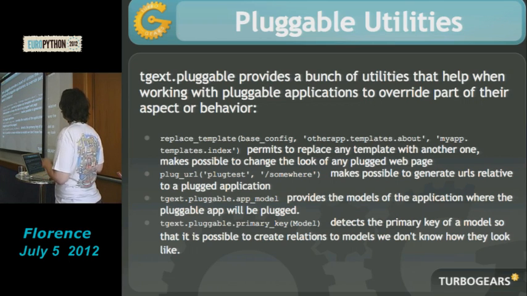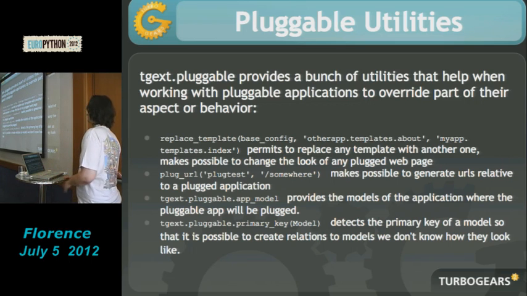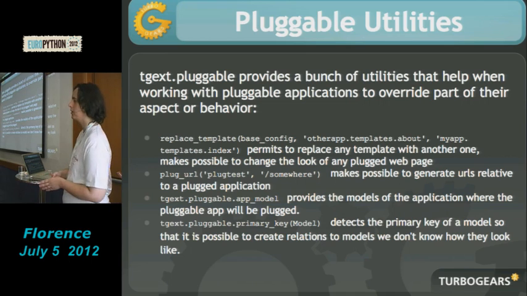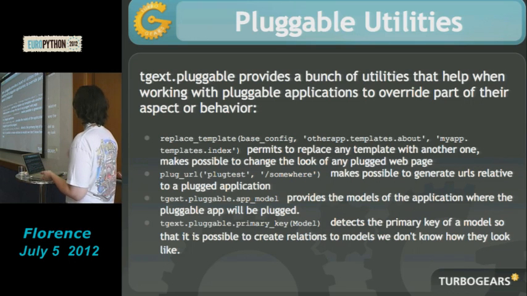It provides the app model object. The app model object is a proxy to the application model. So it provides a way to refer to the model of the application where our pluggable is going to be used. Whenever you write a pluggable, if you think of the example I was giving before of adding some more data to the user of the application, you can use app model to refer to the user of the application, because it will be available as appmodel.user.